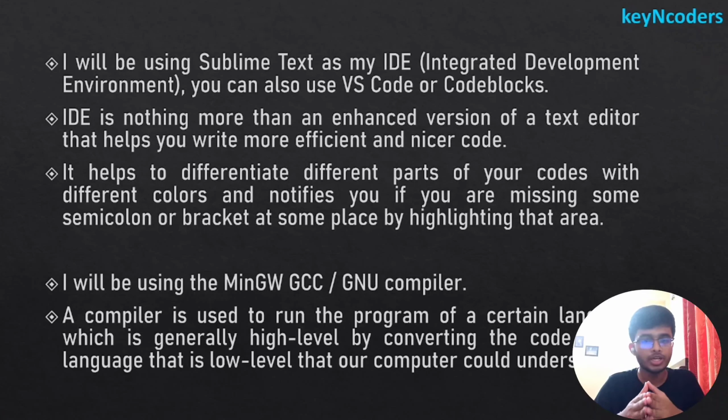But VS Code is really nice for beginners, since you can also debug in it. As you can see in the third point, it helps you differentiate different parts of your code with different colors and notifies you if you are missing a semicolon or bracket by highlighting that area. If you have already done C programming, then the code is going to be very similar, just some things are different, like taking input, giving output, and using some extra data structures which are not in C. These are the only differences.